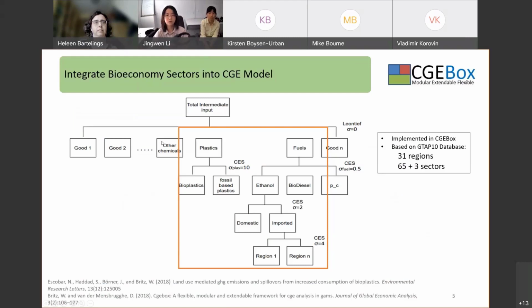First, this is how we integrate bioeconomy sectors into CGE models. As you can see, this is a pretty standard GTAP model, where all the sectors use the Leontief production function to form the total intermediate input.